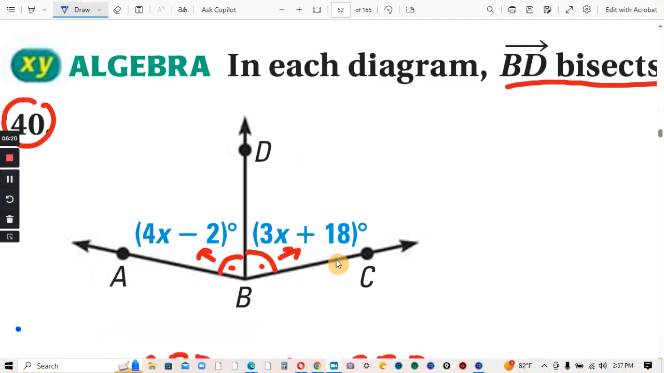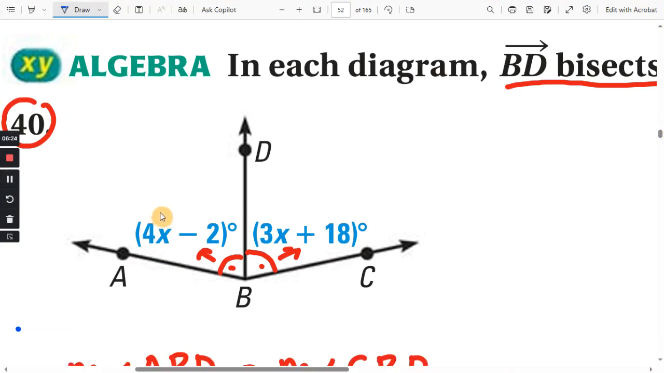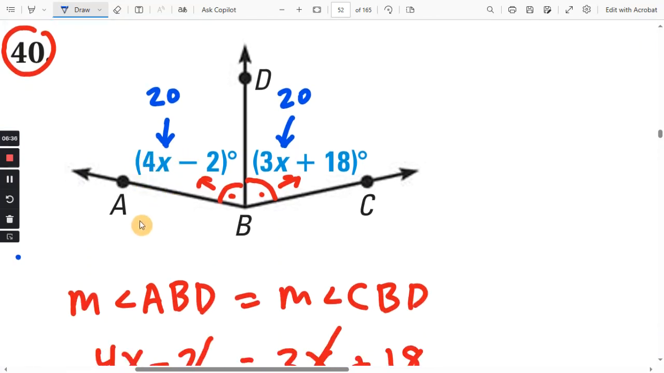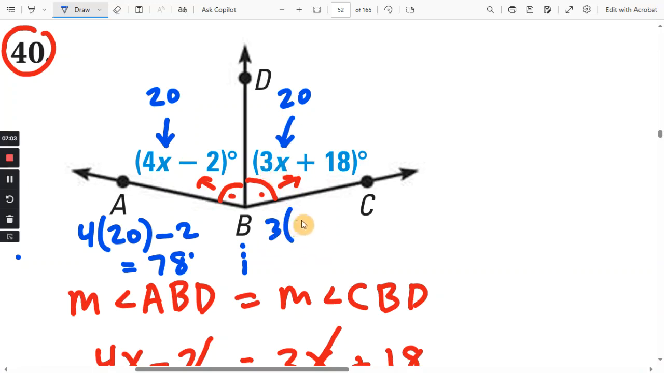Okay, they asked us for ABC. That's the whole thing. So we're going to have to take the 20 and plug it in both places. All right, and over here, it's going to be 4 times 20 minus 2. So that's 80 minus 2, which is 78. And I spoke too soon. You really do not have to plug it in here, but we can just to check. All right, so just for confirmation, 3 times 20 plus 18. 3 times 20 is 60, plus 18 is 78. Okay, and that's exactly what we expected because this was bisected.